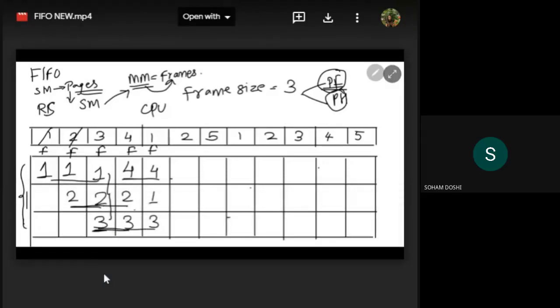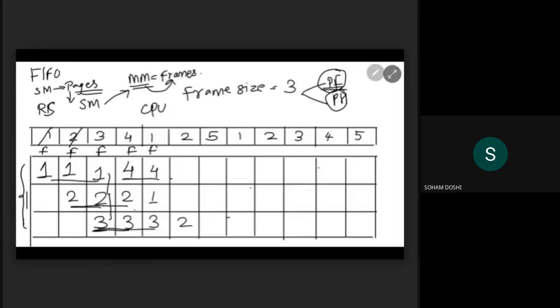Occurrence of 4 is 2, occurrence of 1 is 1, occurrence of 3 is 3. So replace 3 with 2, copy 4 and 1 as it is, with a page fault. Now I want to load 5. So to load 5, again check the occurrence. Occurrence of 4 is 3, of 1 is 2, and of 2 is 1. So since the occurrence of 4 is more, replace 4 with 5, copy 1 and 2 as it is. This will again be a page fault.